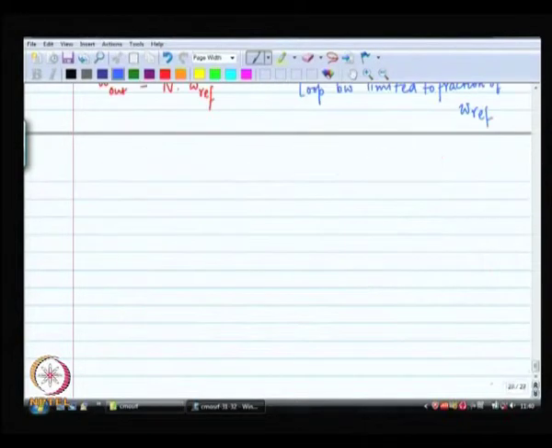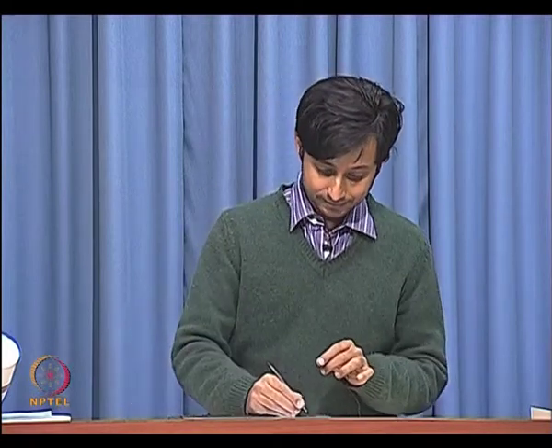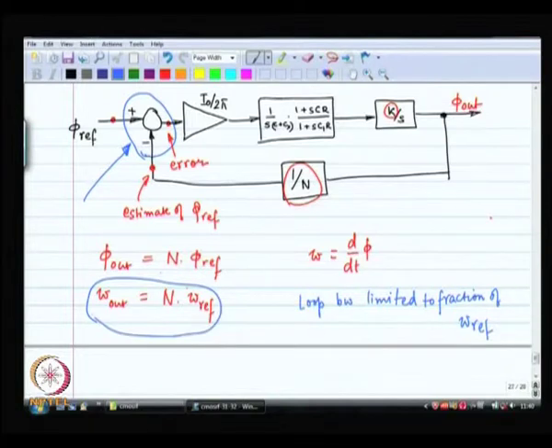All right. Now, how are you going to divide this phase? Is it possible to do such a thing? I mean, first of all, is this something interesting? Do you want to build this? Isn't this something interesting? Omega out is n times omega ref.